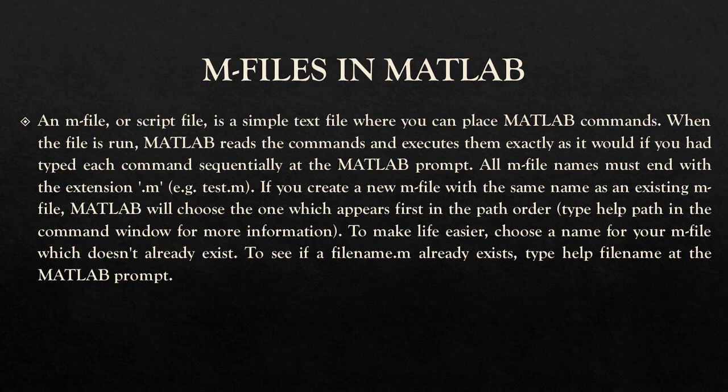If you create a new file with the same name as an existing M-file, MATLAB will choose the one which appears first in the path order. It makes life easier to choose a name for your M-file which doesn't already exist. To see if the file name already exists, type help filename at the MATLAB prompt. The help filename command will identify if there is the same file name that you are creating.